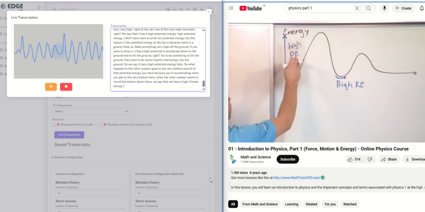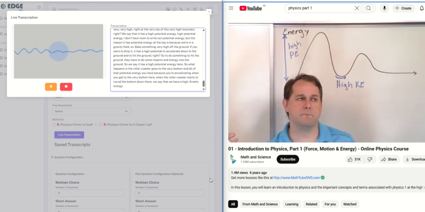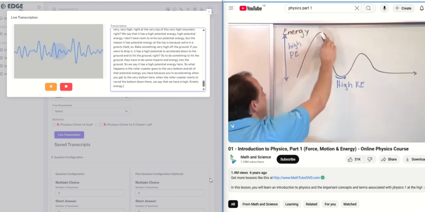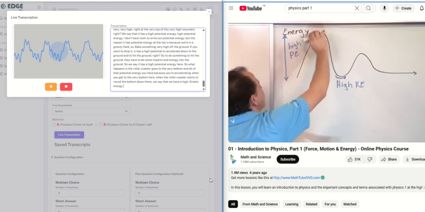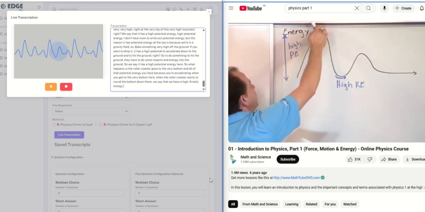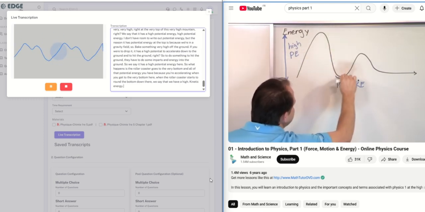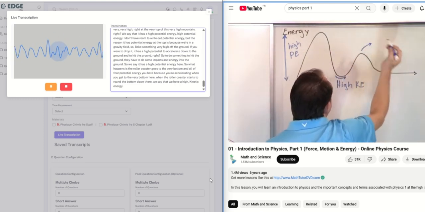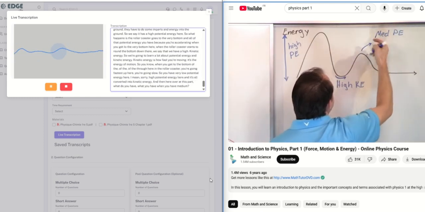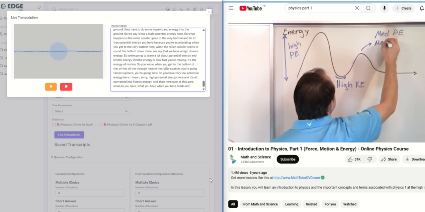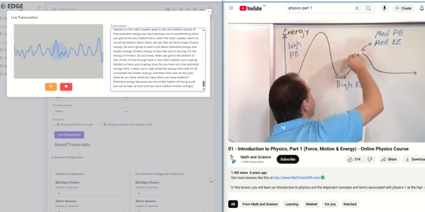So we're going to learn a lot about potential energy and kinetic energy. Kinetic energy is how fast you're moving. It's the energy of motion. So when you get to the bottom of the trough here in the roller coaster, you're going fastest. Up here, you're going slow. So you have very low potential energy here, high potential energy here, and it's all converted into kinetic energy. And then over at this part, what do you have? Well, you have medium potential energy, because you are a little higher off the ground, but not as high as here. And you have medium kinetic energy, because you're not going quite as fast as you were down here. You bleed off some of the speed.